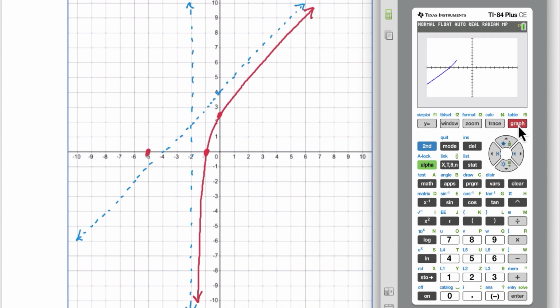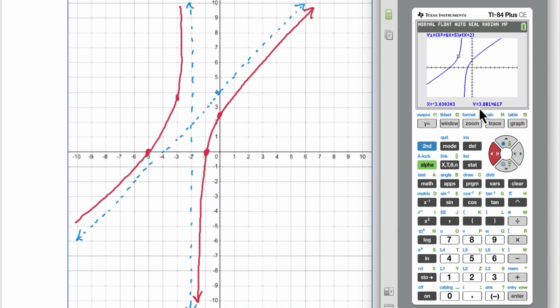Then we'll hit graph, and we can see our function looks pretty good. To get an additional point over here, I'm just going to use the trace key and get an approximate value. So this looks good enough. Roughly -3, not quite 4. So -3 and almost up to 4. We have an additional point that we can use to play connect the dots to draw our curve. And we now have a sketch of the rational function.